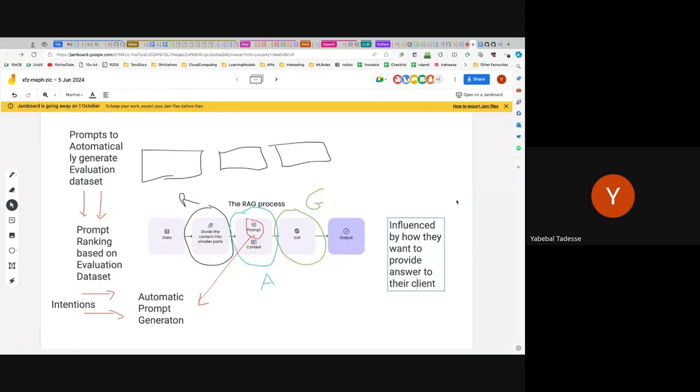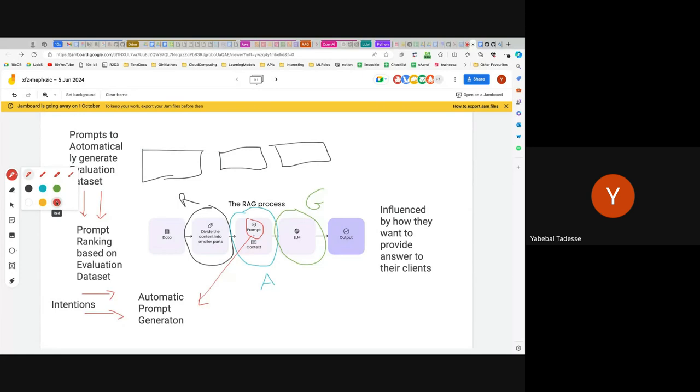Their clients, right? So this output is influenced by that. And this is there in this output. You're not providing this output, you're designing this. And this is influenced by this. And this output is influenced by their intentions. Their intention means this one. They give you their intentions, which influence the output.